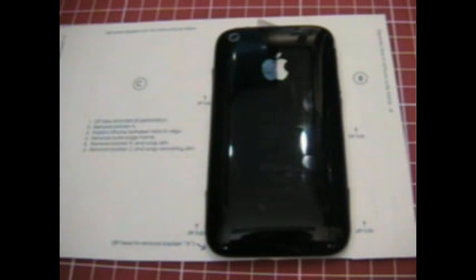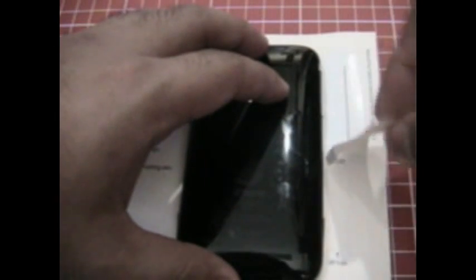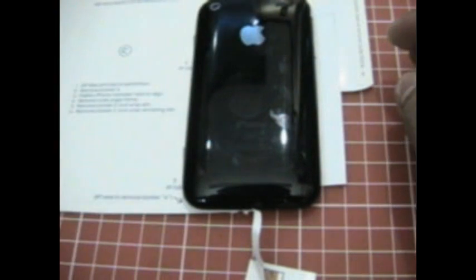So okay, first instruction is lift tabs and fold at proportion. Then remove backer A, which is this one, the big part. Then position between the iPhone's tabs to align. So we're aligned here. Remove backer B to wrap skin. So we're gonna remove backer B right here. There you go. Backer B's out. And then wrap skin, of course. Wrap skin around just like that.